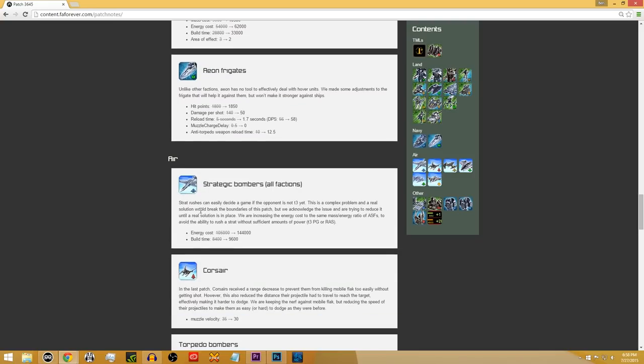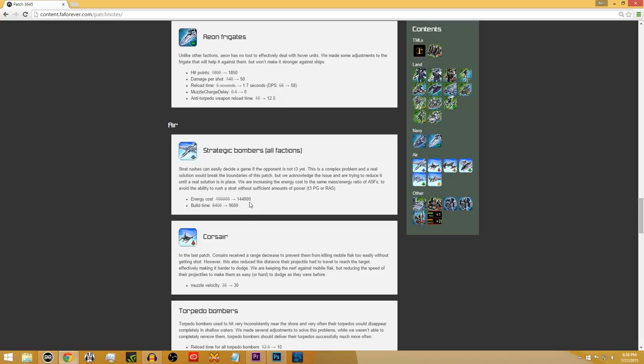Another one I'm excited about, strategic bombers. These are going up in energy costs by dang close to 50%. And what this does is it bumps them up to the same power category as ASF. You will have to have, at minimum, 3 T2 power generators and your first resource allocation to push a strategic bomber, and you will hinder your ecoing ability if you push that early strat bomber. And also the build time is up.